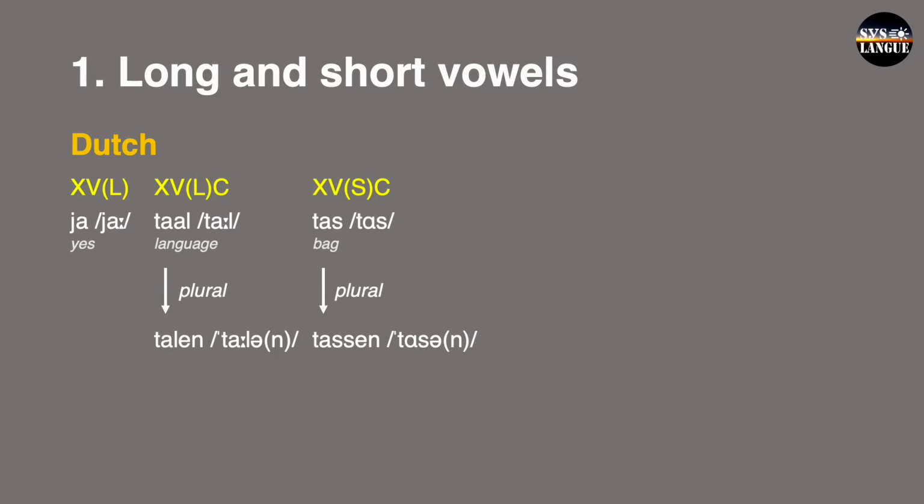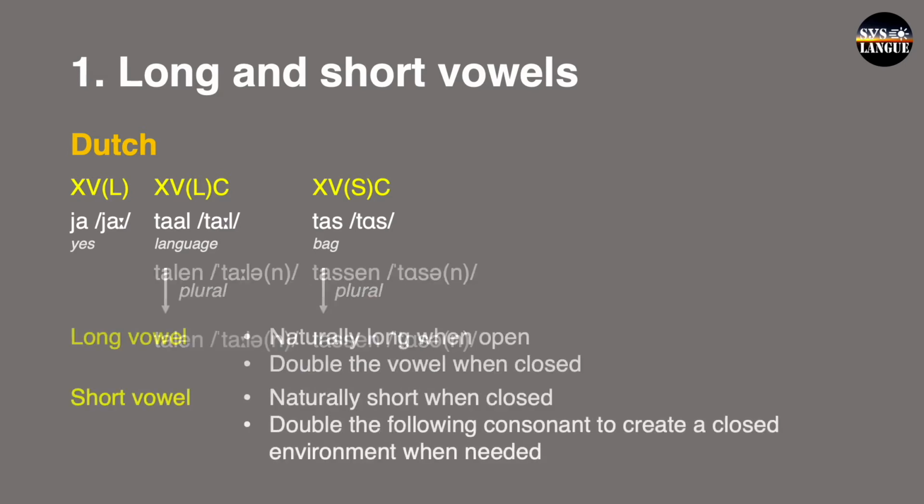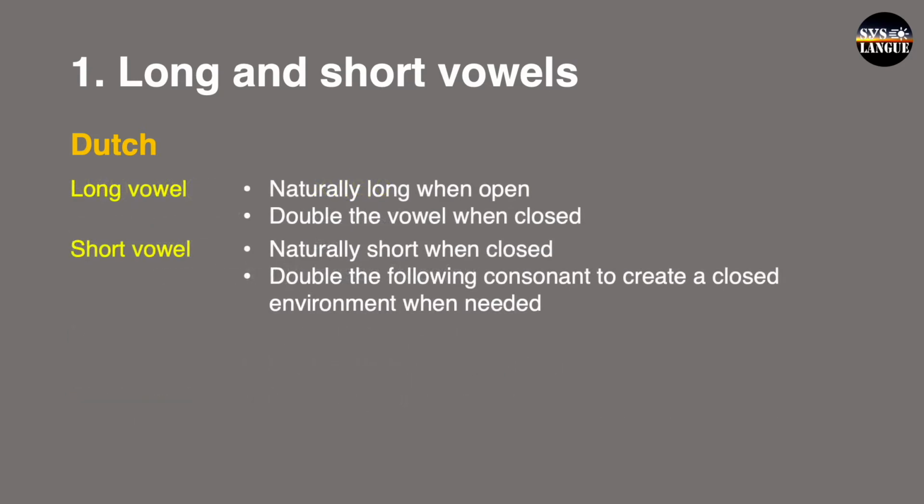So we can summarize the rule as, when there is an open syllable, the vowel is naturally long. If the syllable is closed, but you still want to write a long vowel, you need to double the vowel. And when there's a closed syllable, the vowel is naturally short. And you have to consider if you need to double the following consonant to create a closed environment for the short vowel.